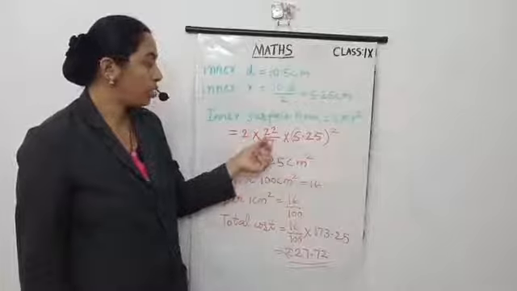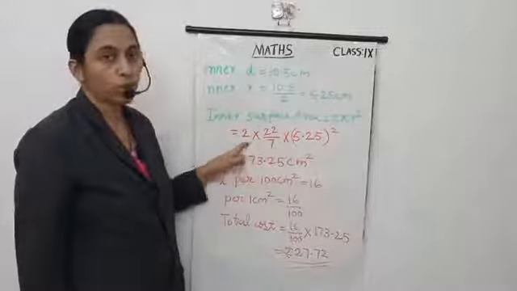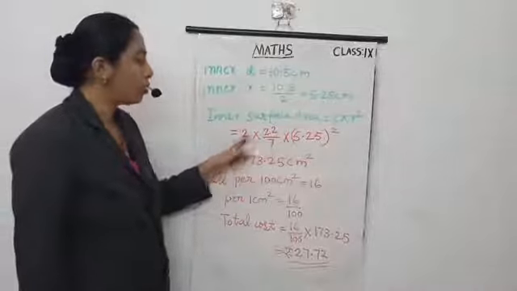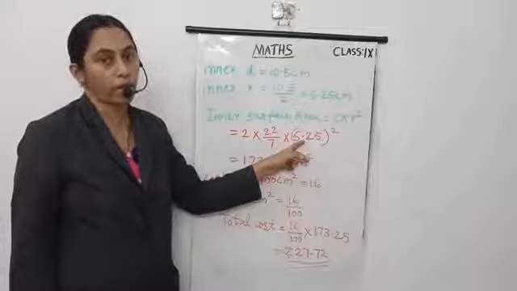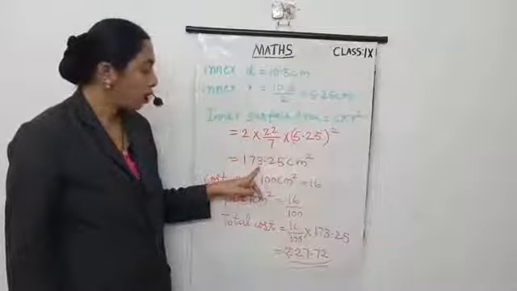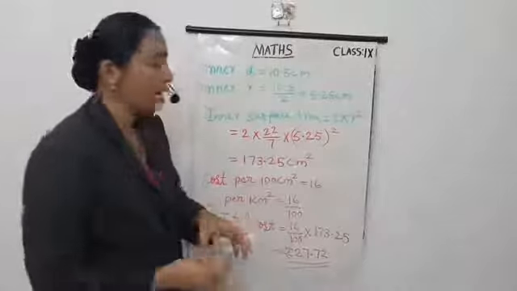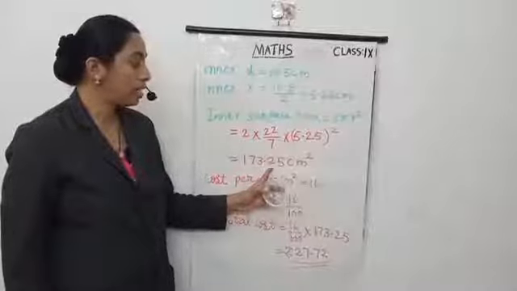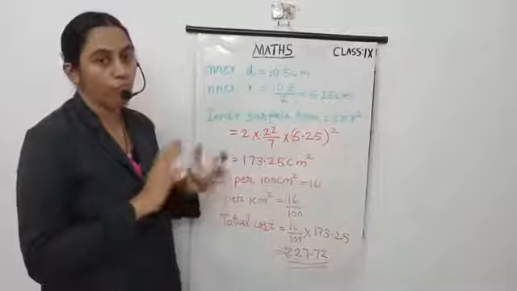Now pi is 22/7 and r is 5.25. Substitute the values. 2 into 22/7 into 5.25 all square. Now multiply 2 into 22 into 5.25 into 5.25. Then divide that number with the 7. Okay. Then you got 173.25 centimeter square. So the inner area of the bowl is 173.25 centimeter square.